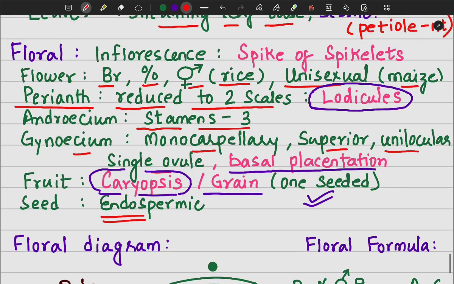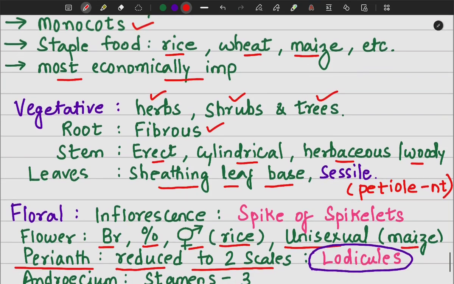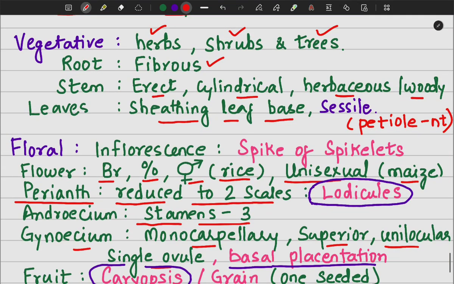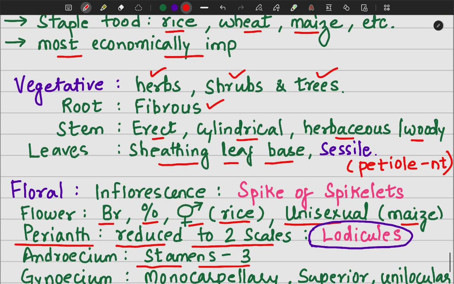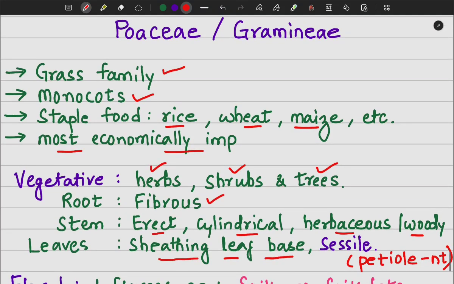The fruit is called caryopsis or grain. Type of placentation is basal. All these important terms, you should remember them. The leaves are sessile and the leaf base is sheathing or forms a sheath around the stem. Alright, so with this we complete the Poaceae or Gramineae family.